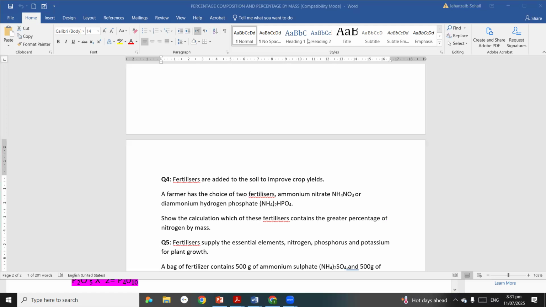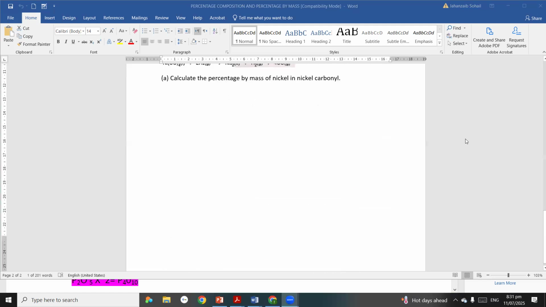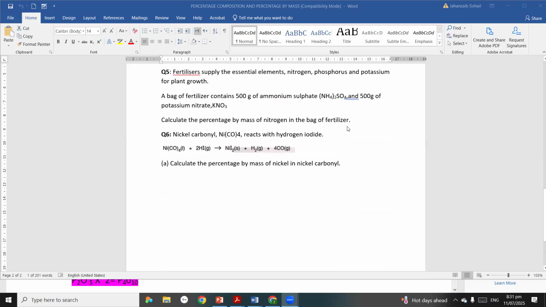I'm telling you a little bit different question. So just read question 5. Fertilizers supply the essential elements nitrogen, phosphorus, and potassium for plant growth. A bag of fertilizer contains 500 gram of ammonium sulfate and 500 gram of potassium nitrate. Calculate the percentage by mass of nitrogen in the bag.